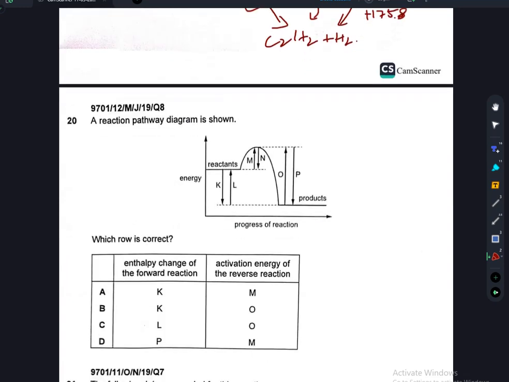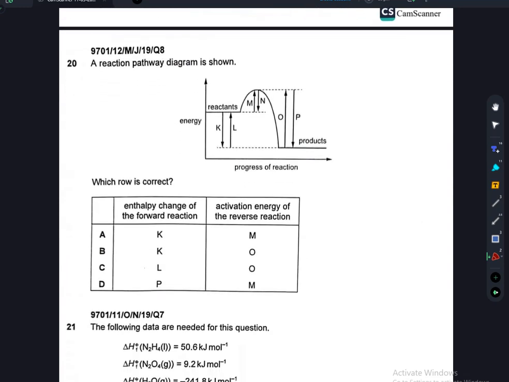A reaction pathway diagram is shown. The reaction pathway diagrams are generally much easier compared to the calculations. I'm also fed up of the calculations. A reaction pathway diagram is shown. Which row is correct? The enthalpy change of the forward reaction is K, but it must be in the direction in which the energy is increasing or decreasing. So be cautious of this.